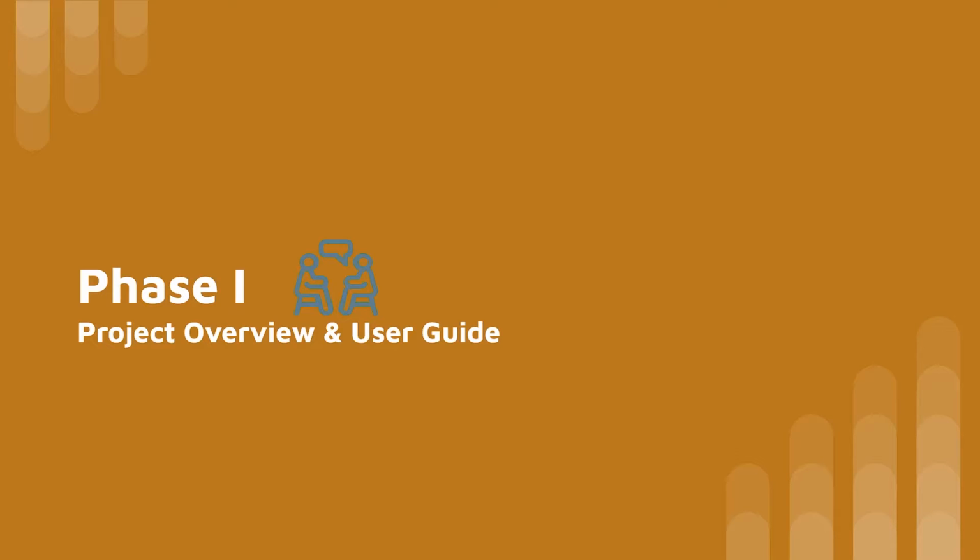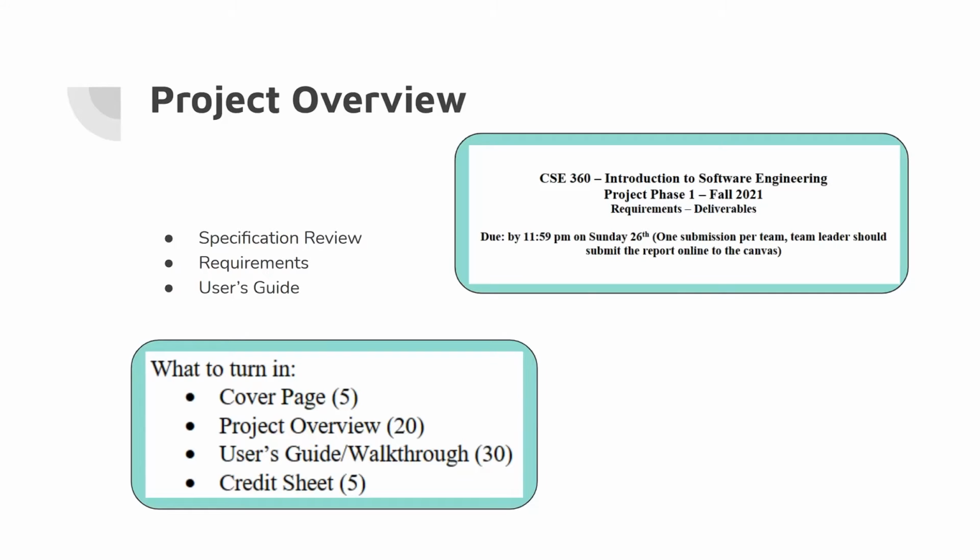Phase 1 consisted of two major sections, the project overview and the user's guide. We'll discuss the project overview first. Within the project overview, we broke it down into three sections to help us better understand how to get started and what we needed to do in our project. For our team in particular, we did the following: a specification review, requirements, and the user's guide.